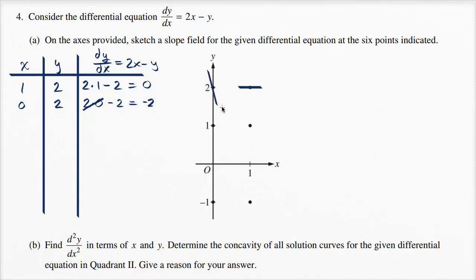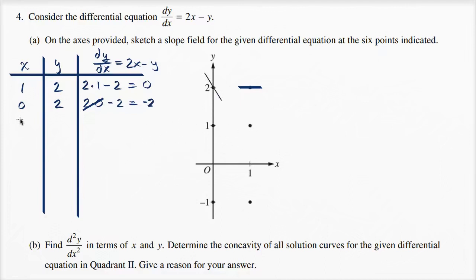Let me try to draw it a little bit better. Maybe I shouldn't use my line tool. Let me just try to draw a reasonable one. So if I have a slope of negative 2, as I move 1 to the right, I move 2 down. So it should look something like that. All right, let's keep going.